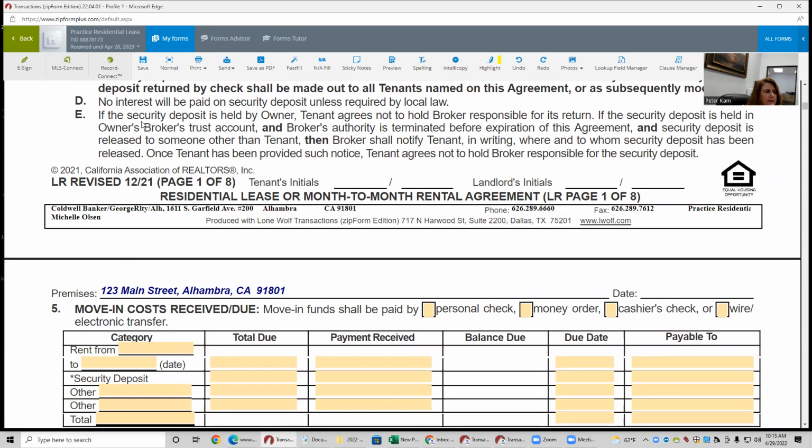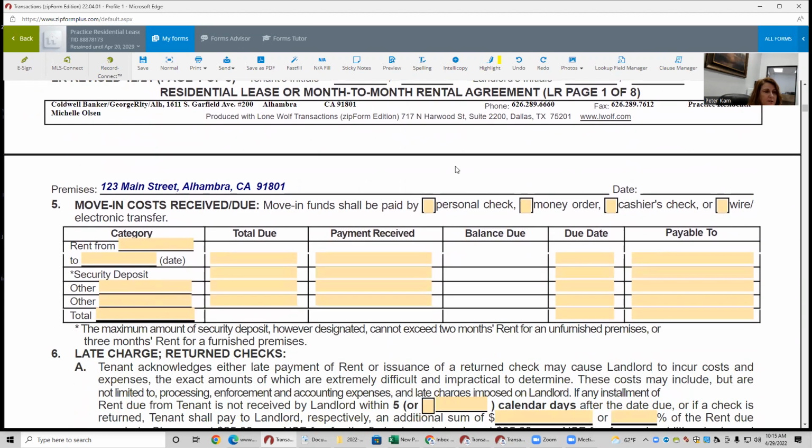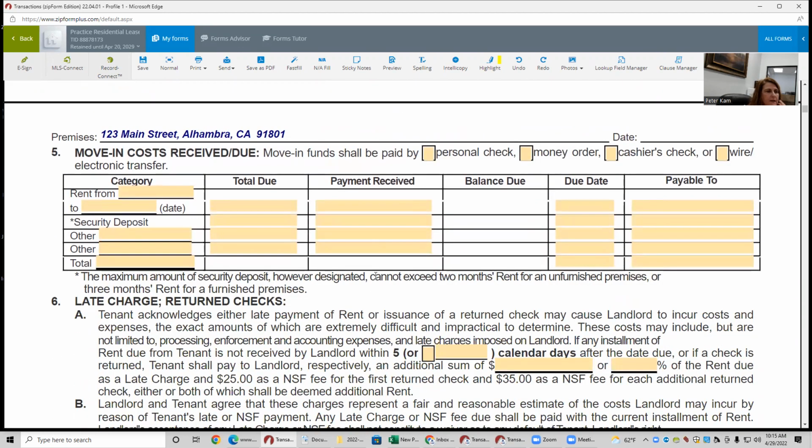So I like this right here. It says if the security deposit is held by the owner, which in our case for Coldwell Banker George Realty, it would always be, the tenant agrees not to hold the broker responsible for its return. Okay, so that's very important for us and a nice protection. So moving on to your move-in costs here.